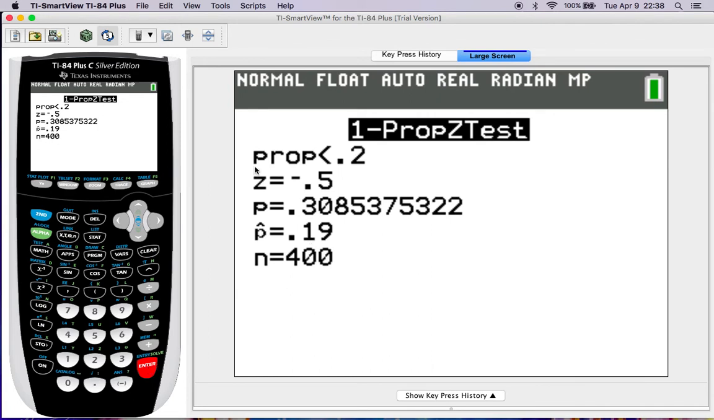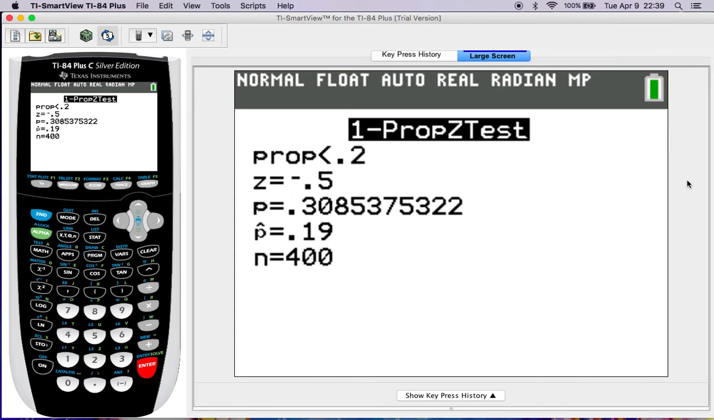Here we see our proportion is less than 0.2. This should match what you have in your alternative. Just think of this as P instead of proportion, less than 0.2. Your Z score is negative 0.5, and this P value here is the probability. This matches what we found when we did the calculation by hand. This also gives you P hat, the sample proportion.